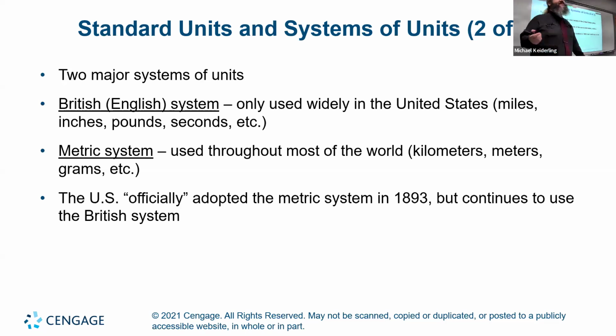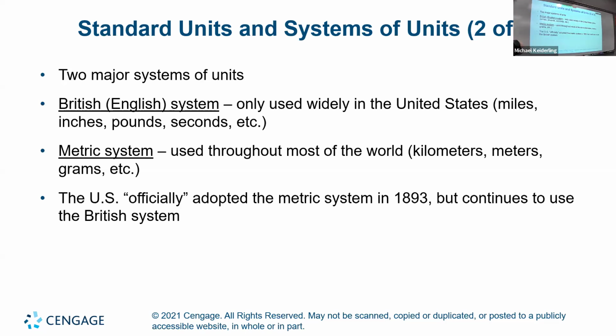etc. And the US has actually officially adopted the metric system in 1893. We just haven't actually started using it. And in fact, at this point, everything in the US customary units of the British or English system is defined in reference to the metric system. A pound is a weight of so many kilograms. And so on. It's all defined based on the metric system.